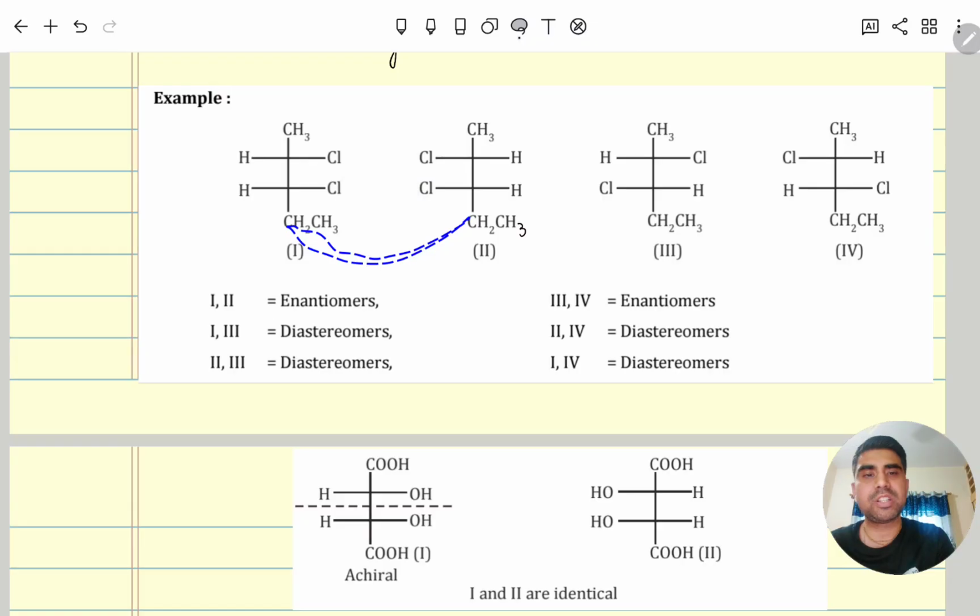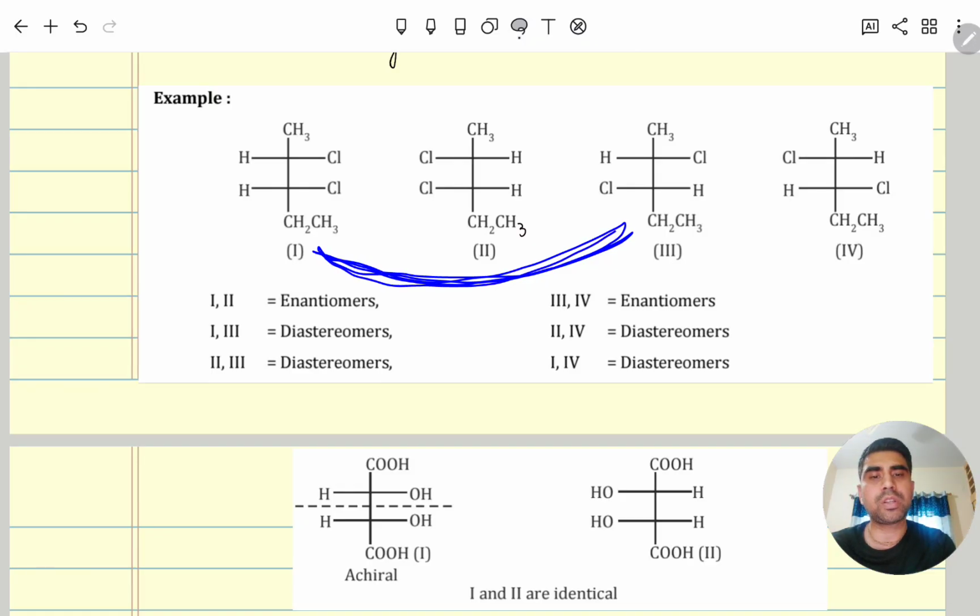So both are enantiomers. Similarly here, this one has CH3 and ethyl, but here hydrogen and here hydrogen, and here hydrogen, chlorine and chlorine, hydrogen. These two have the same molecular formula and structural formula, meaning their IUPAC name is the same. What is different? They are not mirror images and they are not superimposable on each other.